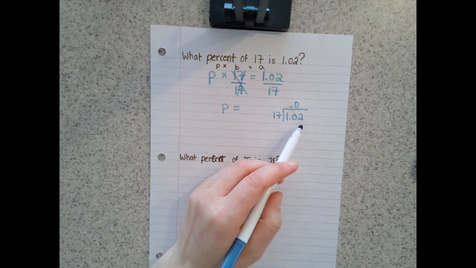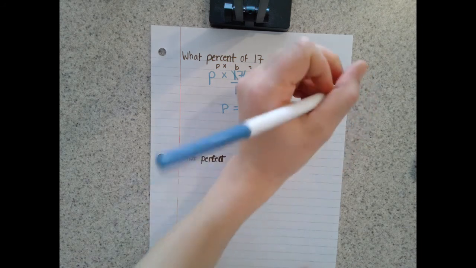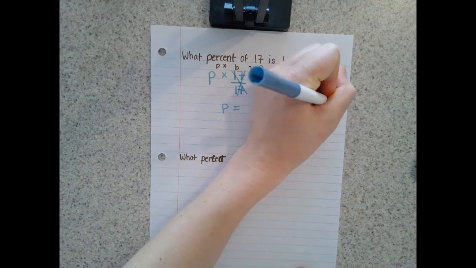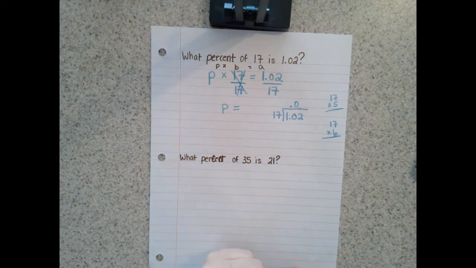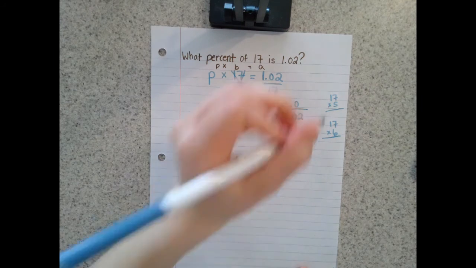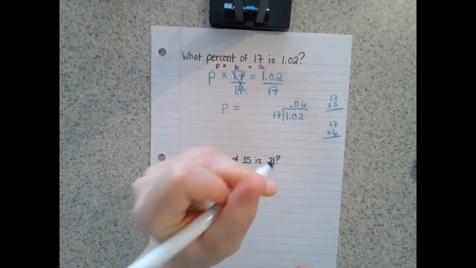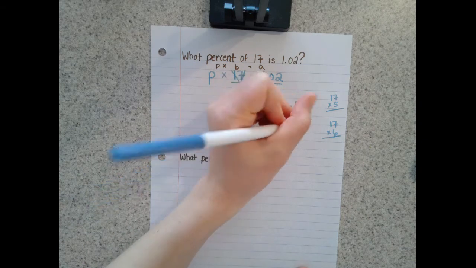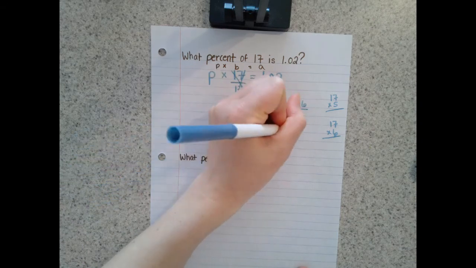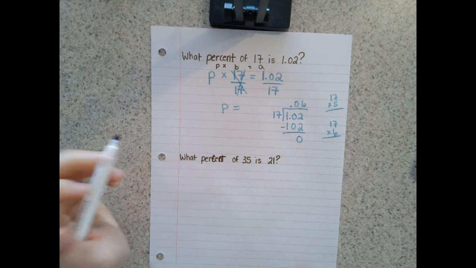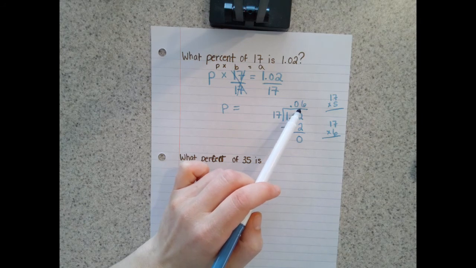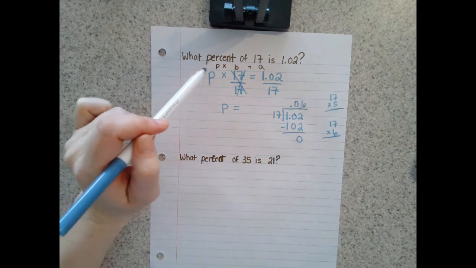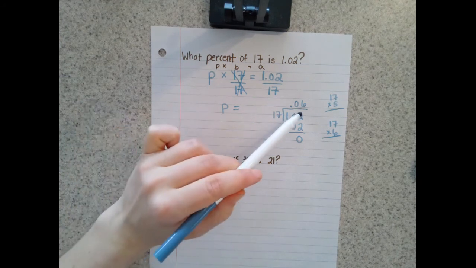To find this, you might have to do some scratch work on the side. Maybe try 17 times 5 or 17 times 6. Once you find a number that works, in this case it is 6 times. 17 times 6 is 102 exactly. Now this here is my percent answer in decimal form. Whenever you work with percents, you have to write them as decimals.